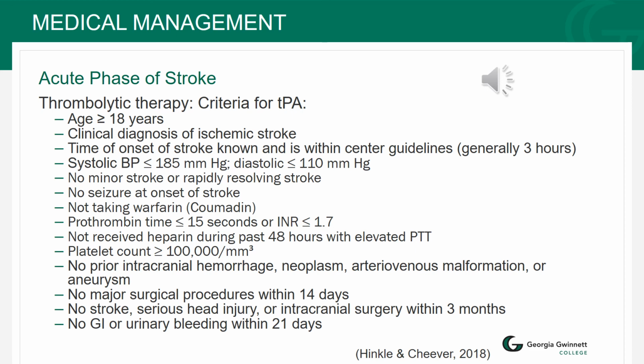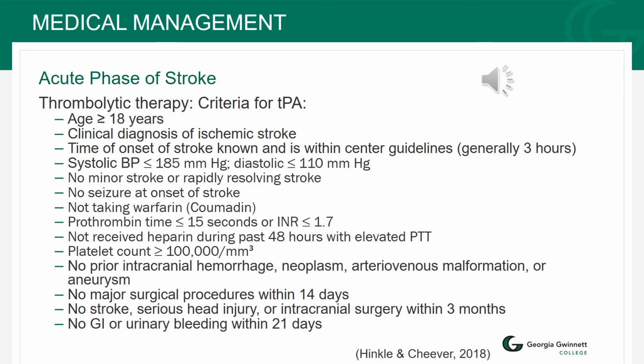Our clients have to have systolic blood pressures less than 185 or diastolic less than 110 because we don't want the blood pressure to be too high to cause other complications. The client cannot have had any minor stroke or rapidly resolving stroke, no seizure at onset of stroke. They can't be on any anticoagulants such as Coumadin. Their prothrombin time needs to be less than 15 seconds and the INR less than 1.7. They can't also have been receiving heparin, which is another blood thinner, in the last 48 hours.